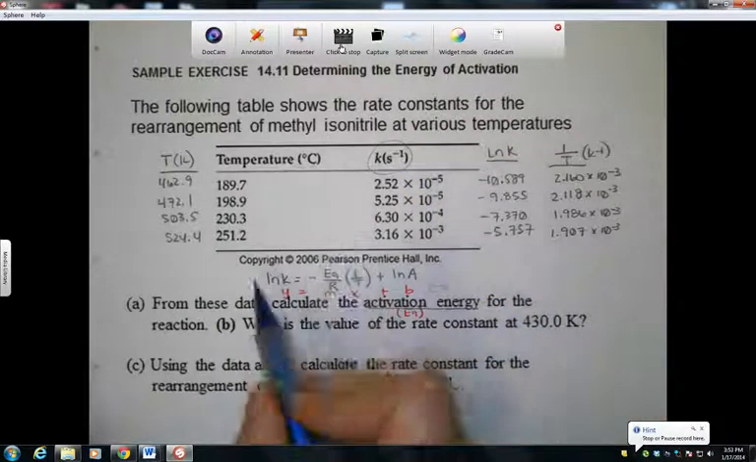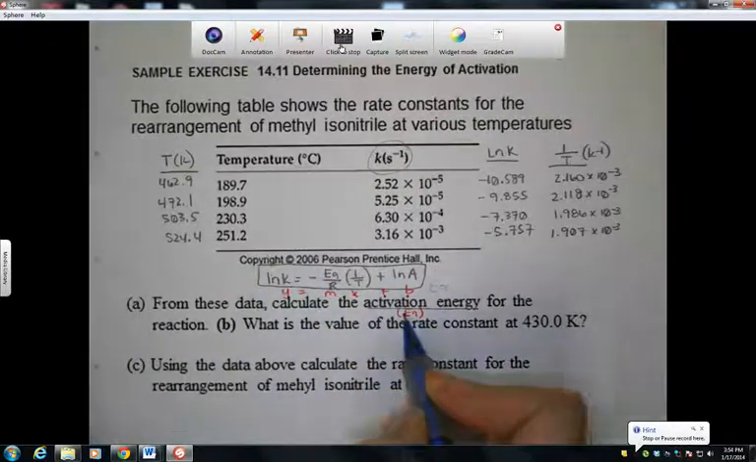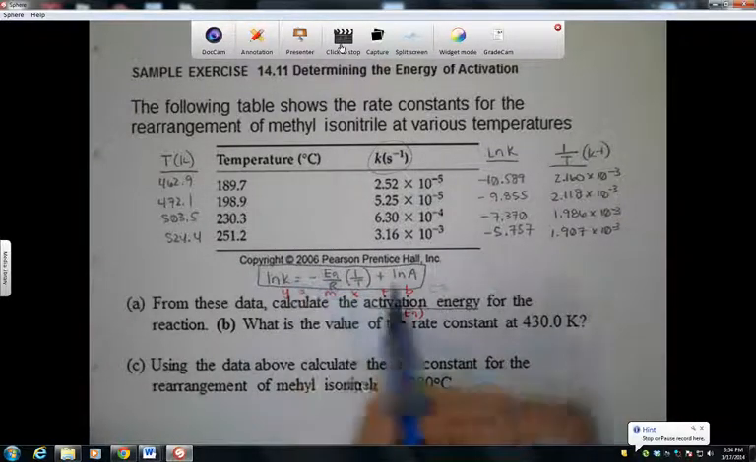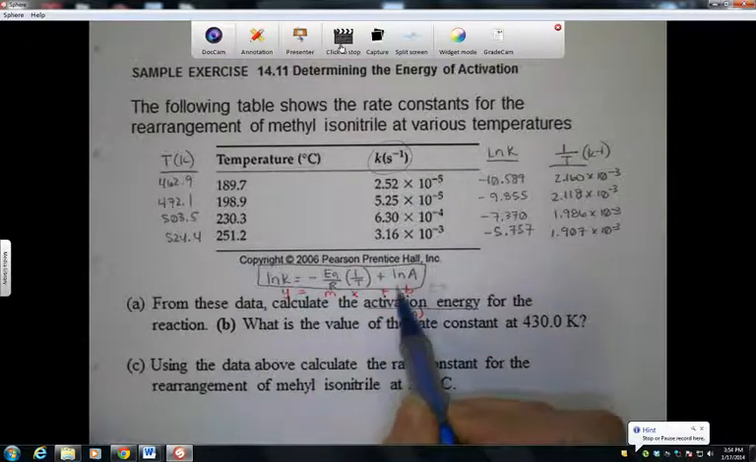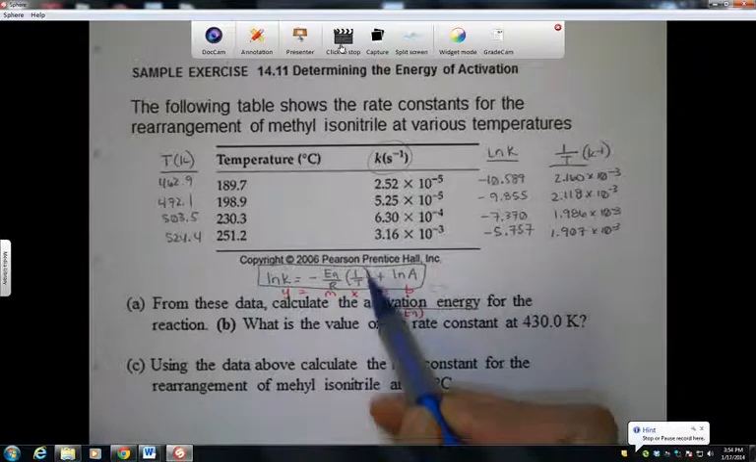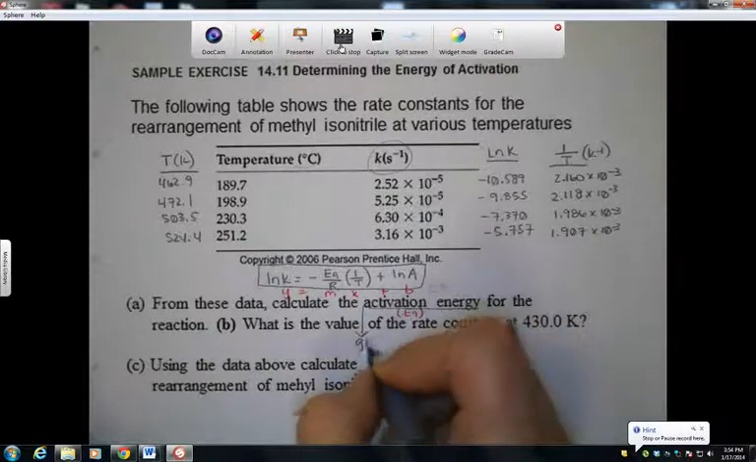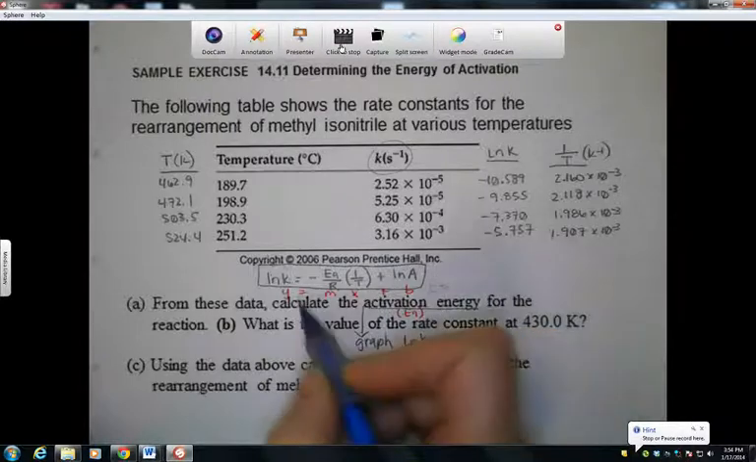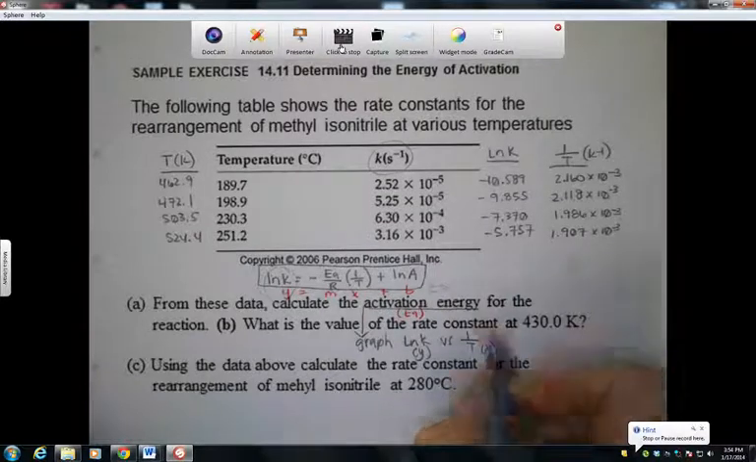So we're using this equation. This equation is called the Arrhenius equation, to answer question A, which is asking us to find the activation energy, which is EA. We're not actually solving for EA with this equation. We're going to graph, because it's a y-intercept form of an equation, the natural log of K versus 1 over T. So we're going to need to graph the natural log of K on the y-axis, see the y here, versus 1 over T on the x-axis, right there.